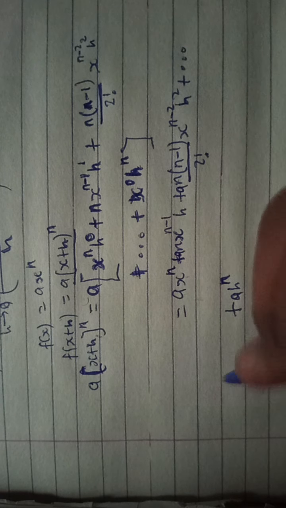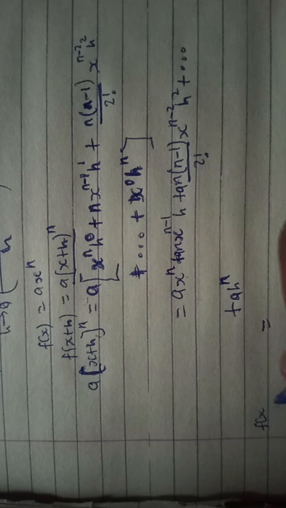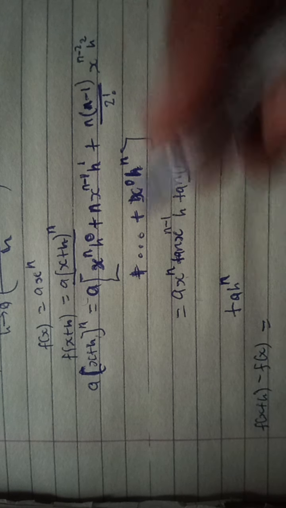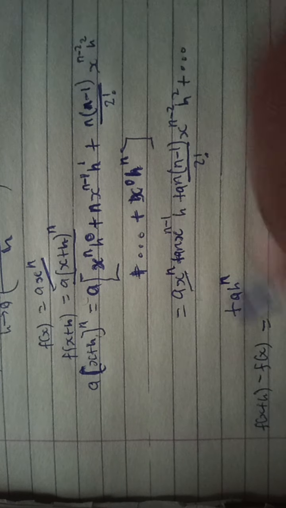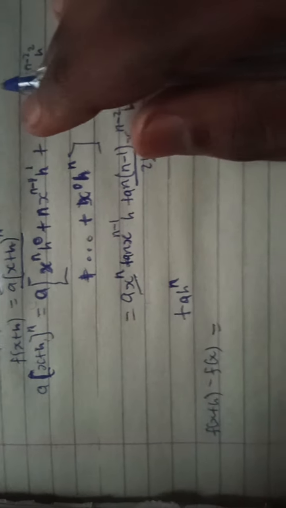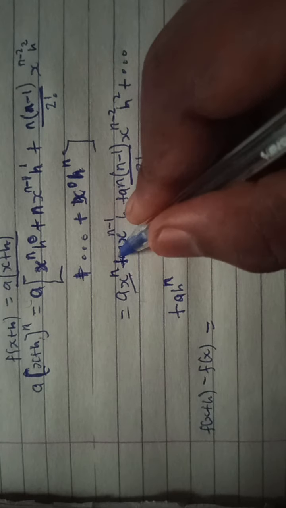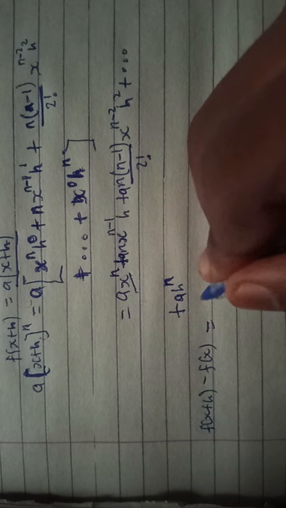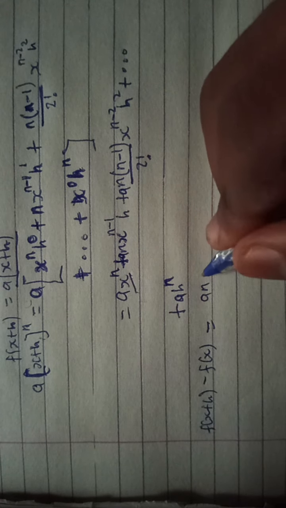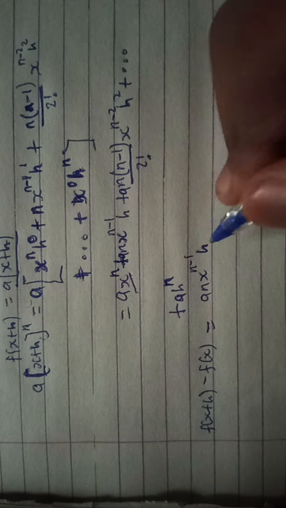subtracting both expressions, that's f of x from f of x plus h, we will have this going away with that. Have you realized that? So we will now have it as f of x plus h minus f of x to be equal to, this will not be there again. So this was plus a n x power n minus 1. So we now have it as a n x power n minus 1. Then we'll have h here.